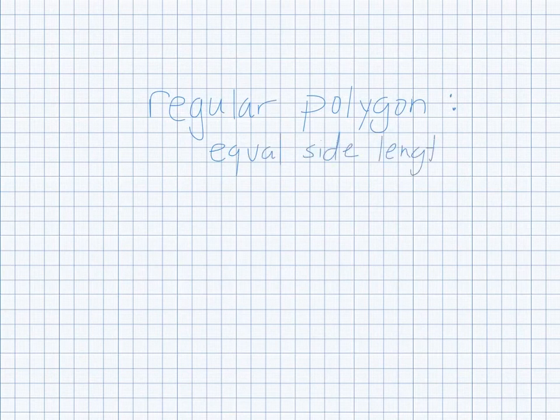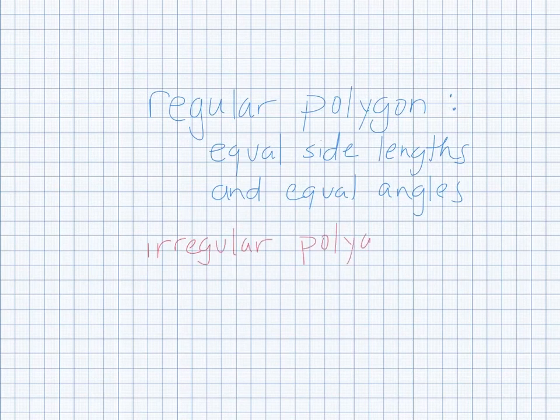So to confirm, we just want to be sure that we have an understanding of the difference between a regular polygon and an irregular polygon. So make sure you have these ideas in your notebook. A regular polygon has equal side lengths and equal angles. An irregular polygon, on the other hand, has different side lengths and different angle measures.